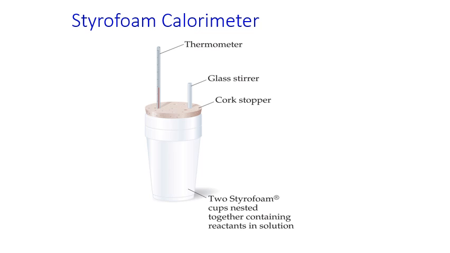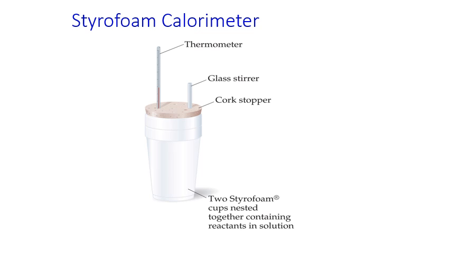The first one we would use is the styrofoam calorimeter, maybe for neutralization reactions, which has a thermometer, of course, to read the temperature change, a glass stirrer so you can stir the reaction, a cork stopper to stop excess heat loss, and 2 styrofoam cups nested together containing the reactants in solution, again to stop heat loss, to get a reasonably accurate result, because you don't want to lose the heat to the surroundings as opposed to the thermometer, which is measuring the temperature change.